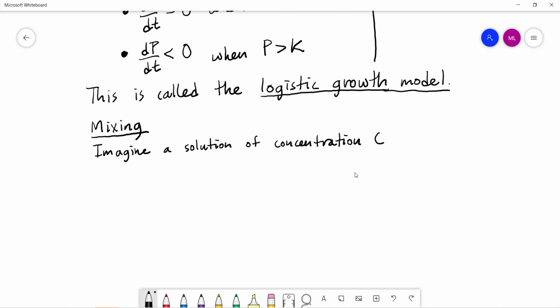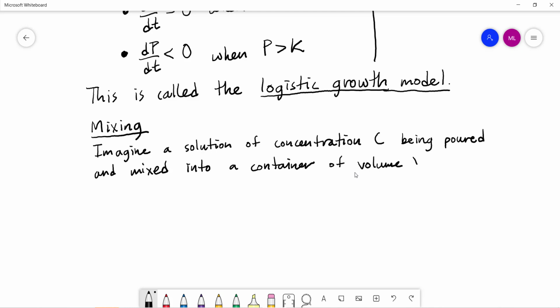And imagine that we're taking the solution and we're pouring it and mixing it into a big container with a volume of V. And that container contains some other solution, or maybe the same solution, but just at a different concentration. So imagine a solution of concentration C being poured and mixed into a container of volume V, capital V, that contains a different concentration. So maybe it contains pure water. Maybe the concentration in that is nothing. So different concentration.